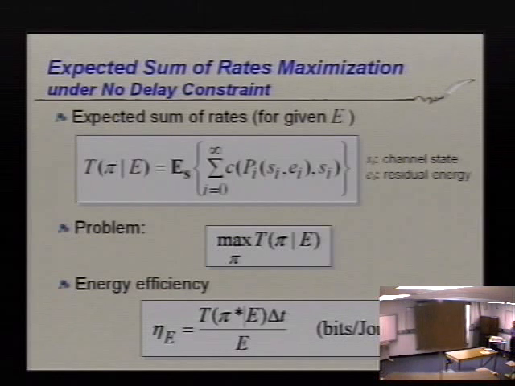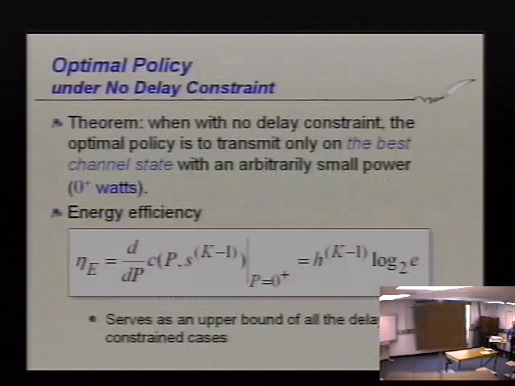For the non-real time services, the no delay constraint case, we have this theorem which tells us the optimal transmission policy transmits only on the best channel state with an arbitrarily small power, no matter how long it takes to consume all the energy. And the energy efficiency in this case turns out to be a constant which serves as an upper bound of all the delay constraint cases.